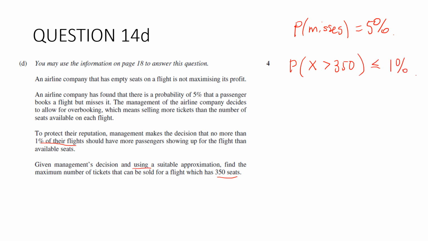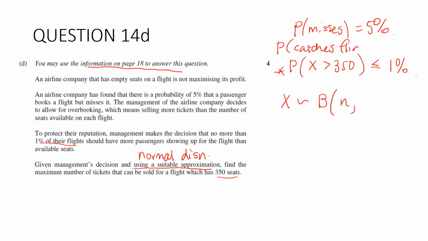Now this here should give you a bit of a clue. A suitable approximation means we're going to approximate using a normal distribution, and that's further backed up by this because we're going to use z-scores. Alright, so how do we turn this into something with z-scores? Now this currently is a binomial distribution. In fact, X is distributed as binomial. We don't know how many tickets we're going to sell, and the probability of success, that a person catches the flight, is going to be equal to 95%.